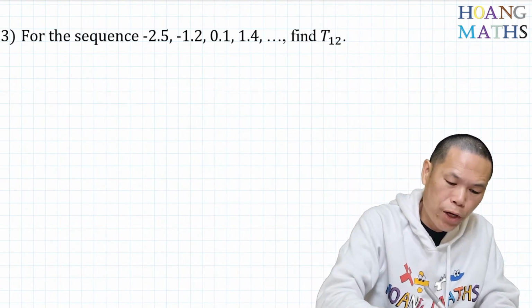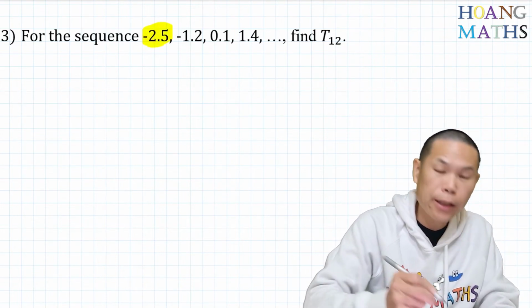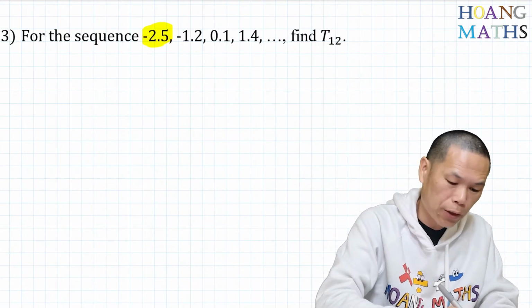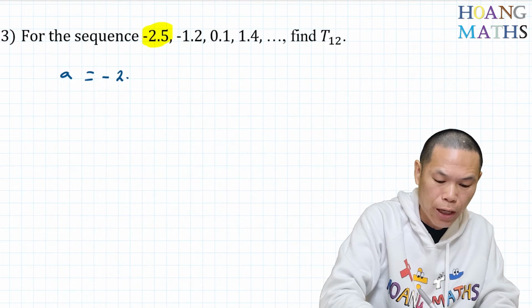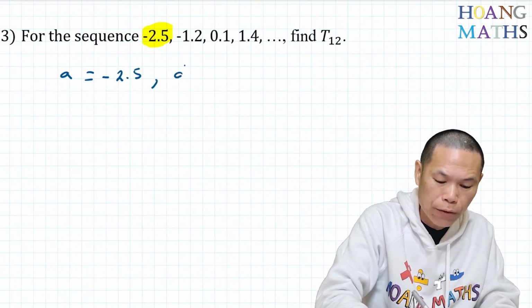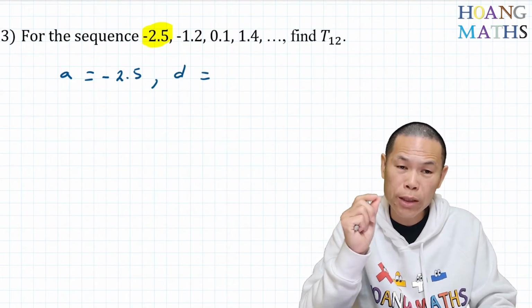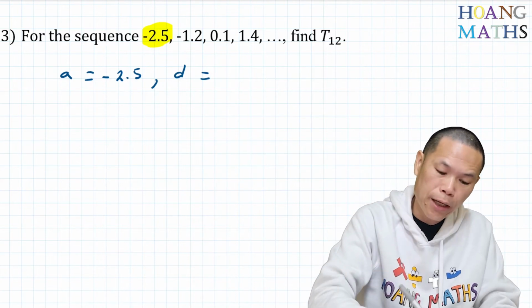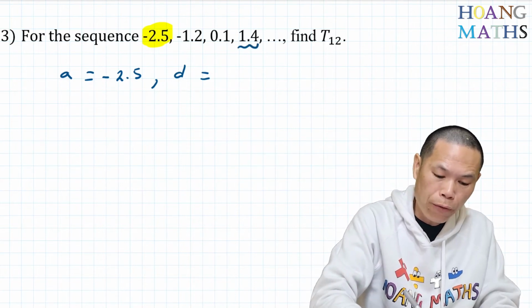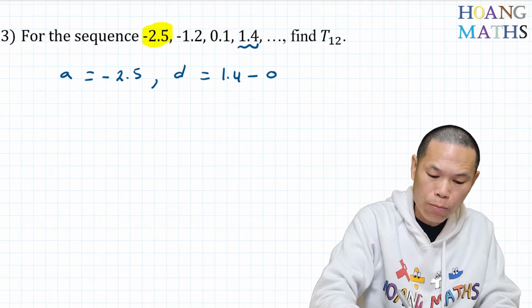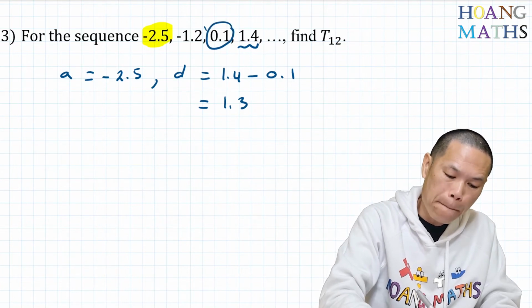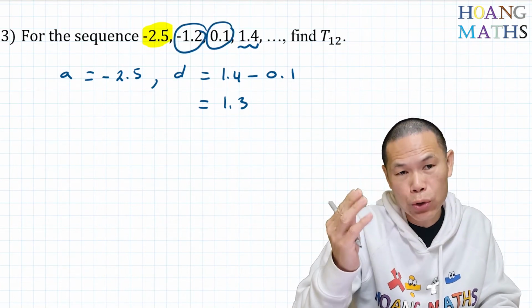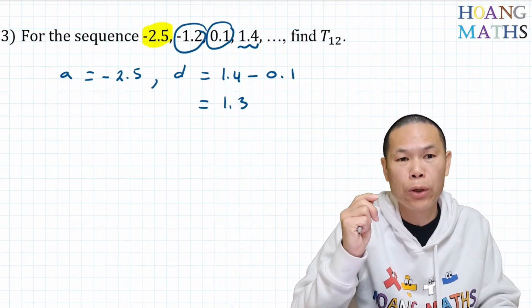So first of all, we know that a is -2.5. So always make note of this, okay? Always write this down first. And then to work out the common difference, we just need to find 1.4 minus 0.1. So that gives me 1.3. Or you can just simply use 0.1 minus -1.2, and you should get 1.3 as well, okay?